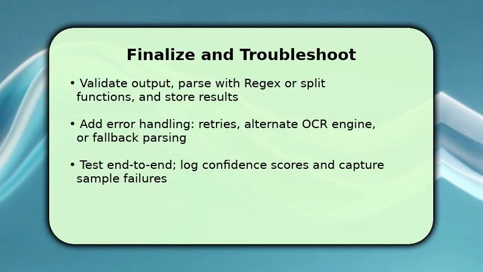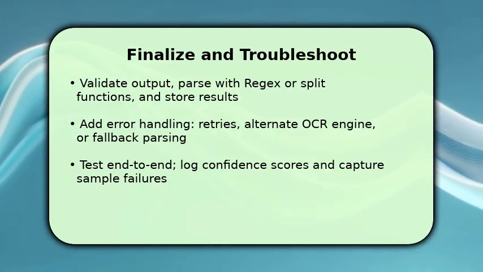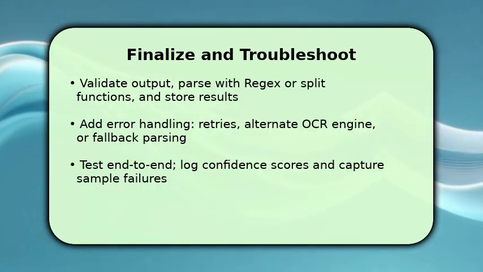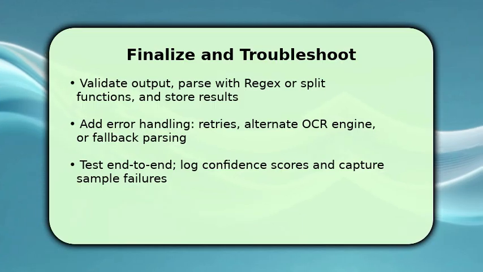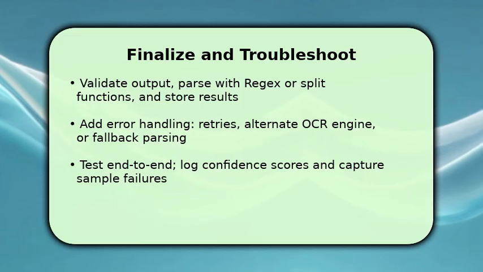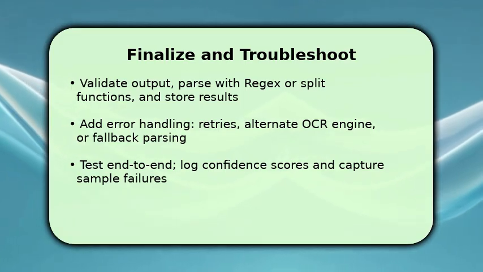Add error handling, retry the OCR, switch engines, or run a fallback parser if confidence is low. Test the entire flow with multiple samples and log confidence scores so you can spot patterns. If results are poor, revisit pre-processing and language settings as the single most effective troubleshooting tip.